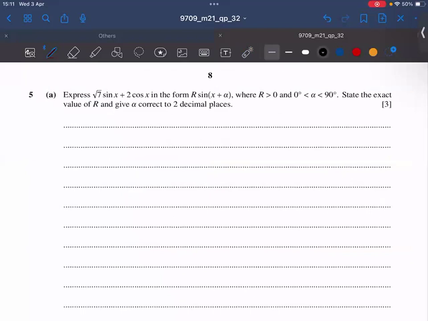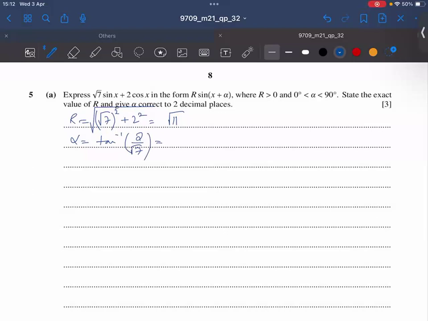Then we are supposed to express in this form. So you first calculate r, which is square root of 7 whole square plus 2 square. So it's going to be 7 plus 4. 7 plus 4 is 11. So it's going to be square root of 11. And what about alpha? That is tan inverse 2 over square root of 7. Agreed?